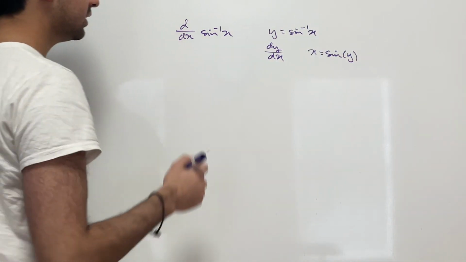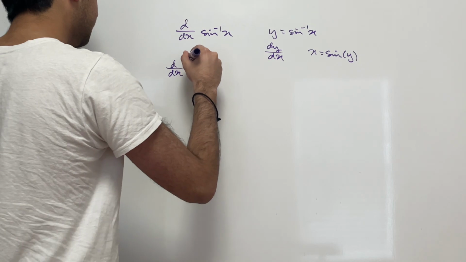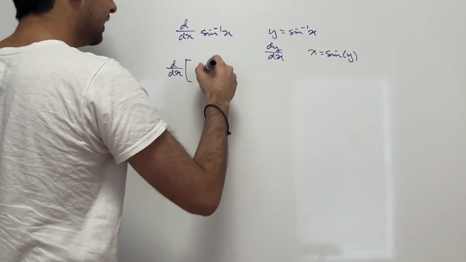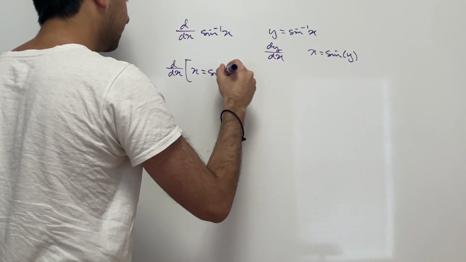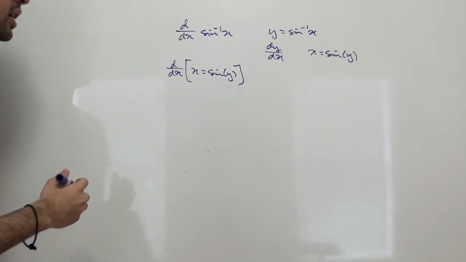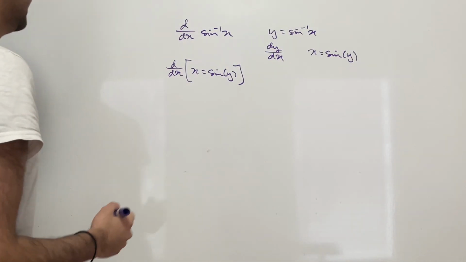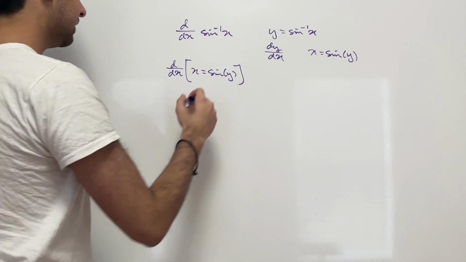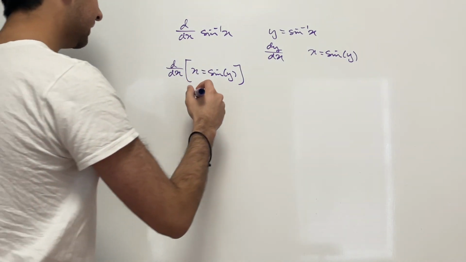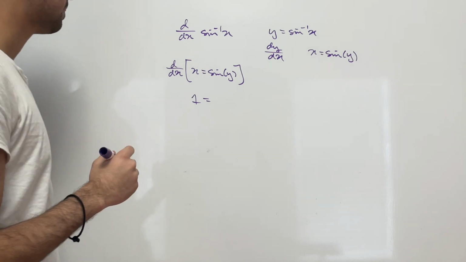So here, we have x is equal to sine of y. We'll take d dx of both sides, right? Differentiate with respect to x on both sides. I don't really care if this notation is right or not, but you get what I'm talking about, because I'm talking to you in English. So d dx of x equals d dx of sine y. On the left hand side, the derivative of x with respect to x is just 1. Okay? 1 is equal to.